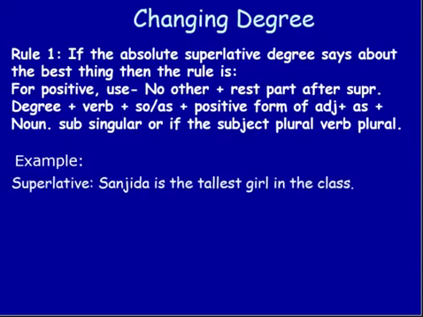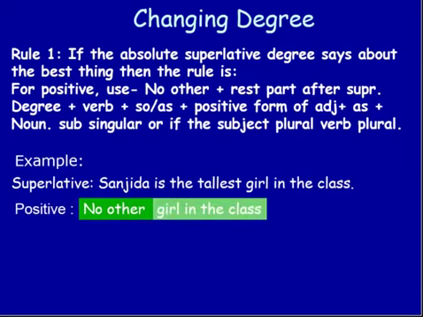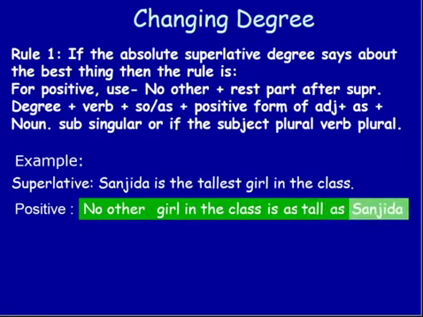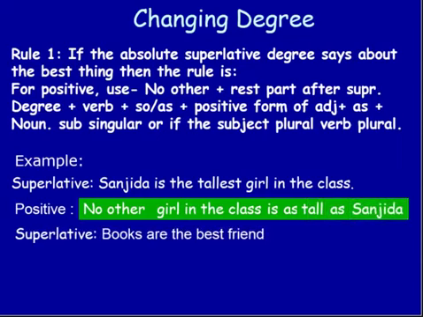So first in a positive degree, you will have to write "no other", then the rest part of the sentence after the superlative degree, then you will have to write a verb, then you will have to use "as" plus the positive form of the adjective, then "as" plus subject. Look at another example, then you can understand more.